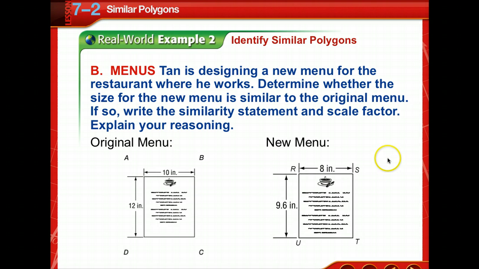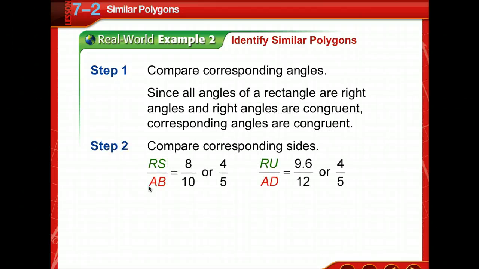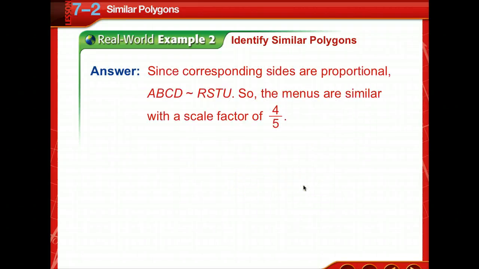Here we have two menus again, so let's compare RS to AB, 8 over 10. That would simplify to 4/5. Let's look at this one, RU to AD, 9.6 to 12. 9.6 divided by 12 is going to give us the exact same number as 8 divided by 10. We've got a rectangle, so we know all the angles are congruent, and this would simplify to 4/5 as well. So these two menus are similar. They have a scale factor of 4/5.